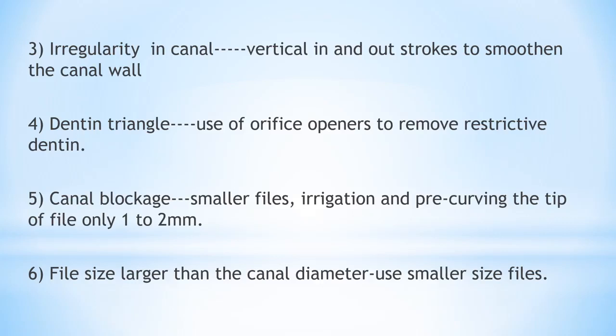Reason number 4 is the dentine triangle. Here you can use the orifice openers to remove the restrictive dentine. Reason number 5, canal blockage. Lots of irrigation, use of smaller files and pre-curving the tip of the file only 1 to 2 mm. And reason number 6, file size is larger than the canal diameter. Here you use smaller size files.